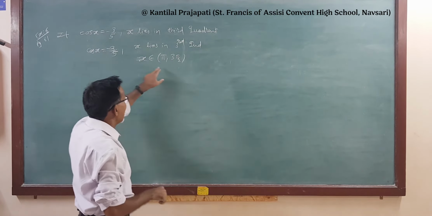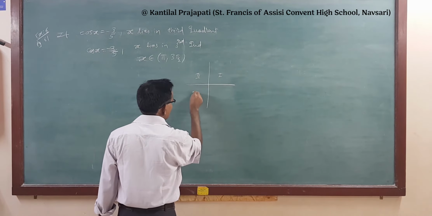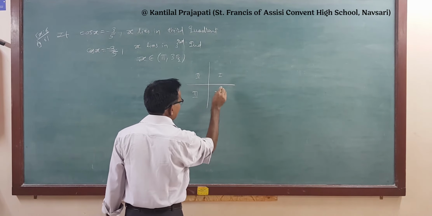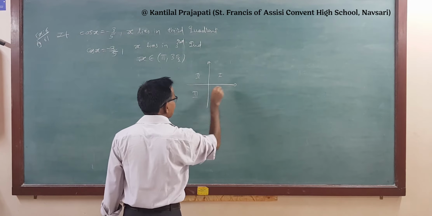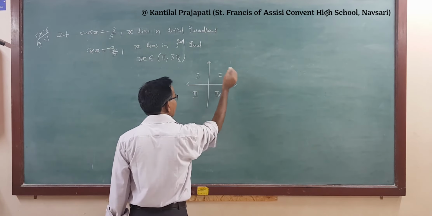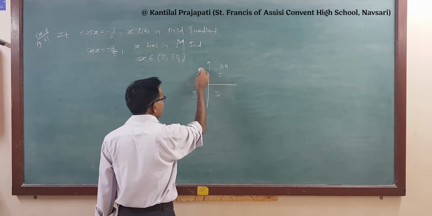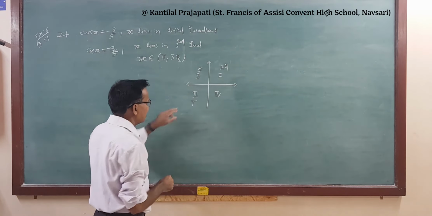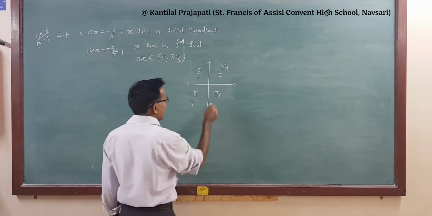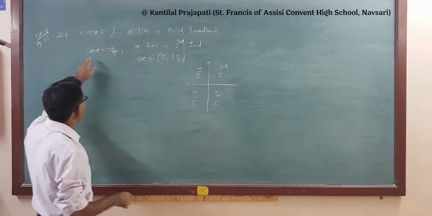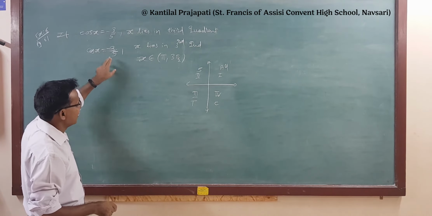So see the quadrants: first quadrant, second quadrant, third quadrant, and this is the fourth quadrant. Last time we have seen the signs of trigonometric functions: all positive here. S means sine is positive and its reciprocal. T means tangent is positive and its reciprocal. And C means cos is positive and its reciprocal. So remember this. Cos x is minus 3 by 5.